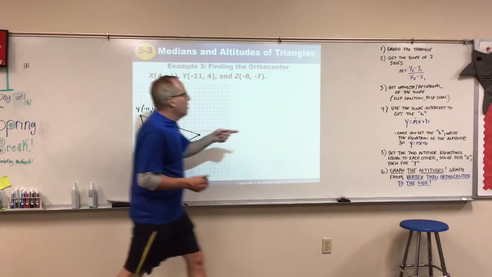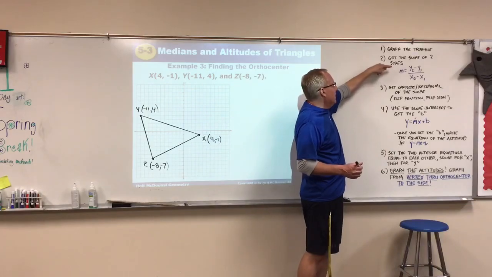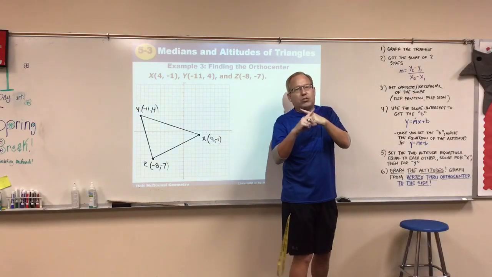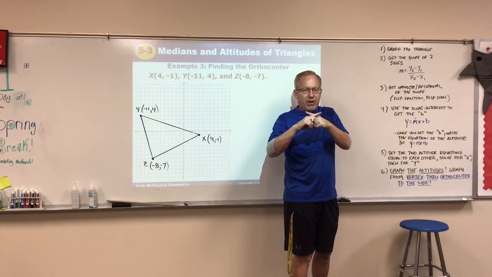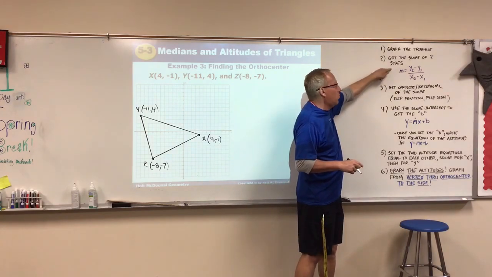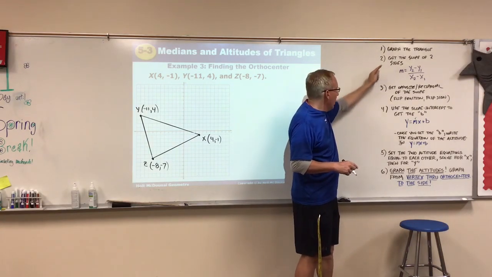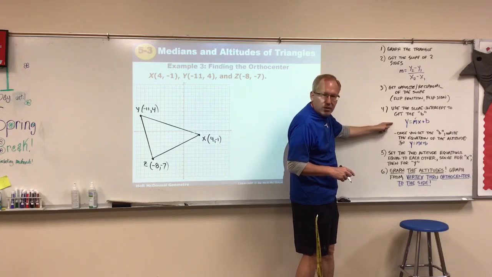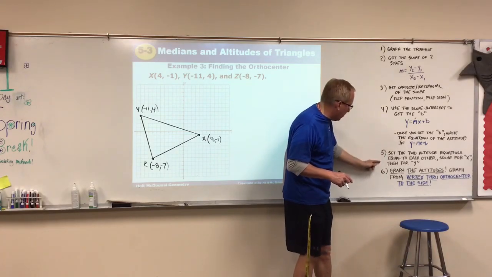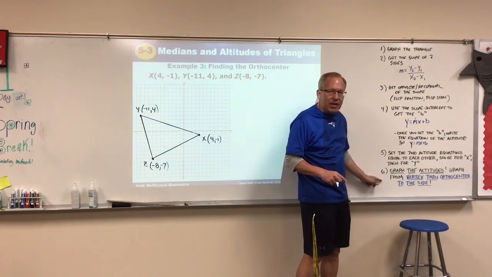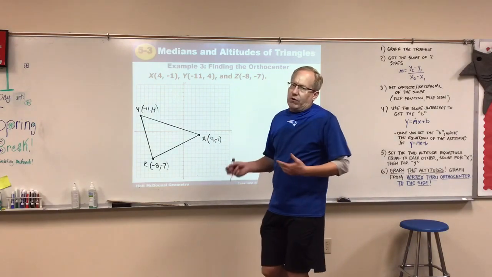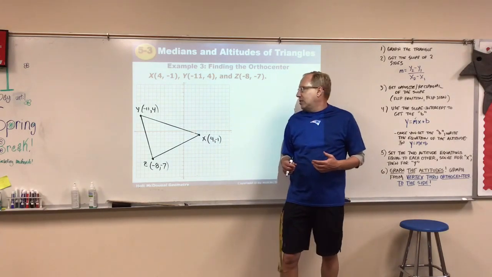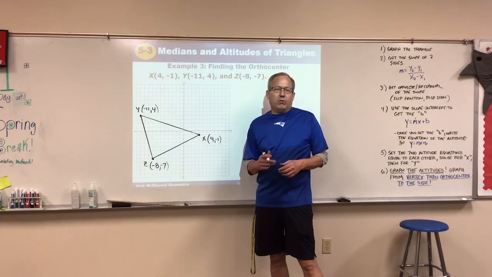So what does that mean? Well, we have to do this twice. We have to get the slopes of 2. All we need are 2 altitudes to find the intersection point. So we have to run this twice, depending on which sides we choose. Then we've got to do this twice to get the 2 equations, and then we're going to set them equal to each other, and then we're going to graph the altitudes. This is a little bit different. You cannot graph the altitudes until you get the orthocenter first.